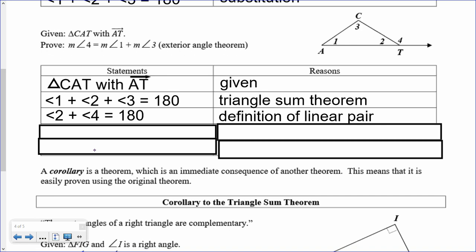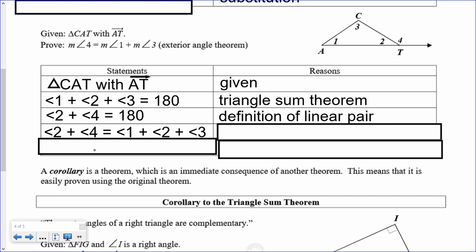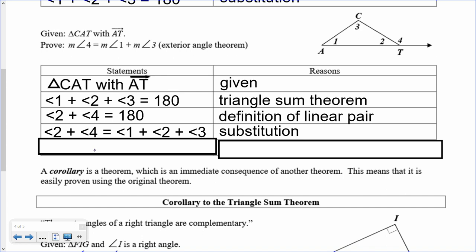Haley. You substitute the angle 1, angle 2 and angle 3 and put 180. Into which equation? The angle 2 plus angle 3. So, you mean take this right here and put it there? Yes. They're both equal. This is a substitution property. They're both equal to the same thing, so they should be equal to each other. If both of these equations are equal to 180, I can set them equal to each other. Substitution.